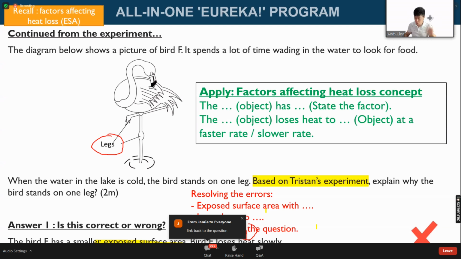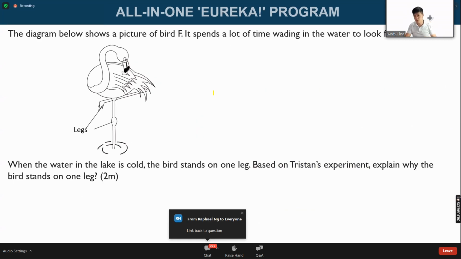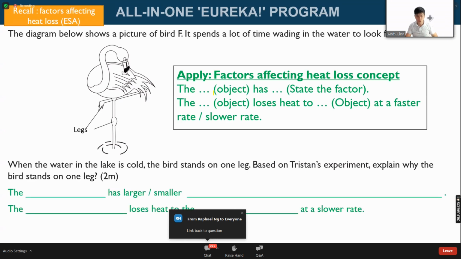Now, if you want to take a picture, you can go and take a picture. So let me share with you the correct answer. Now that you have the answering technique, we are going to apply it. So what should be the first blank that we need to fill in?